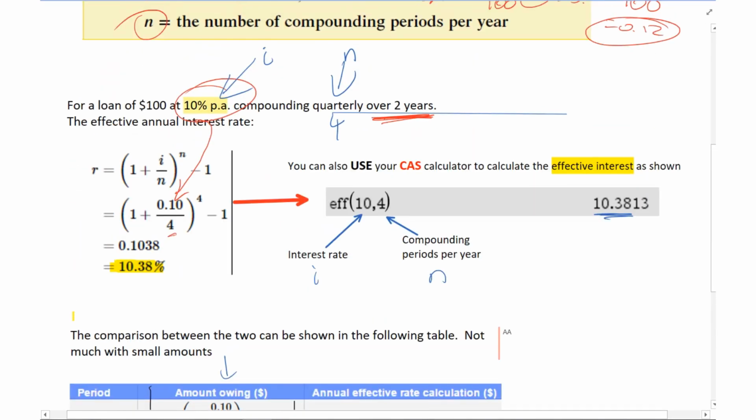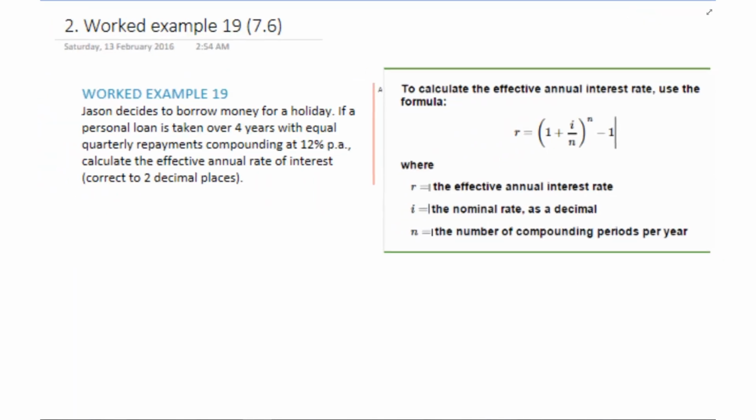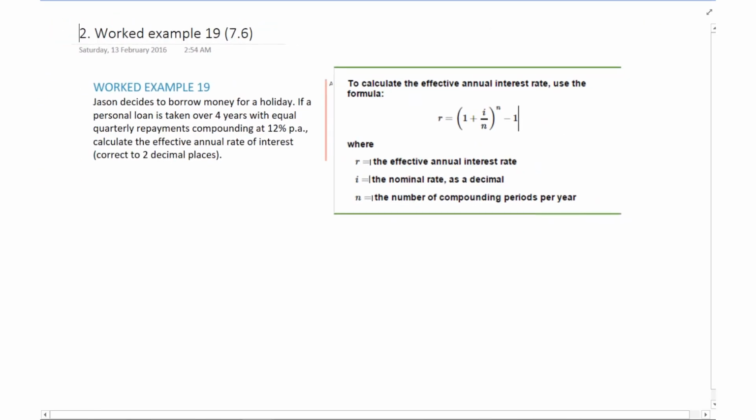All right? So let's do a worked example. Let's do it using the equation to start with, and then we'll do it with the calculator. All right, so the personal loan is taken out over 4 years. Is that important for this? No. What's important is this one, because that is going to be our R. What's important is that it's quarterly. That's going to be our n, which equals 4.